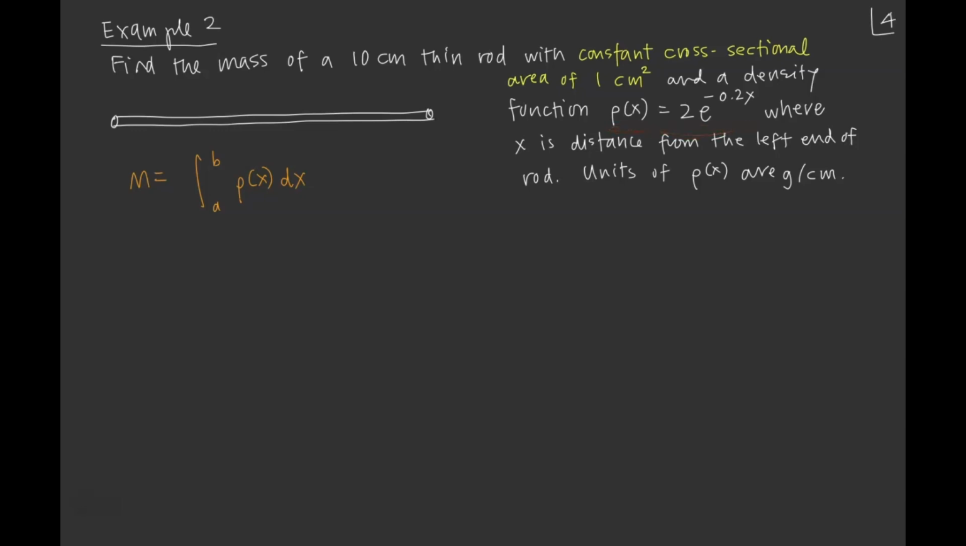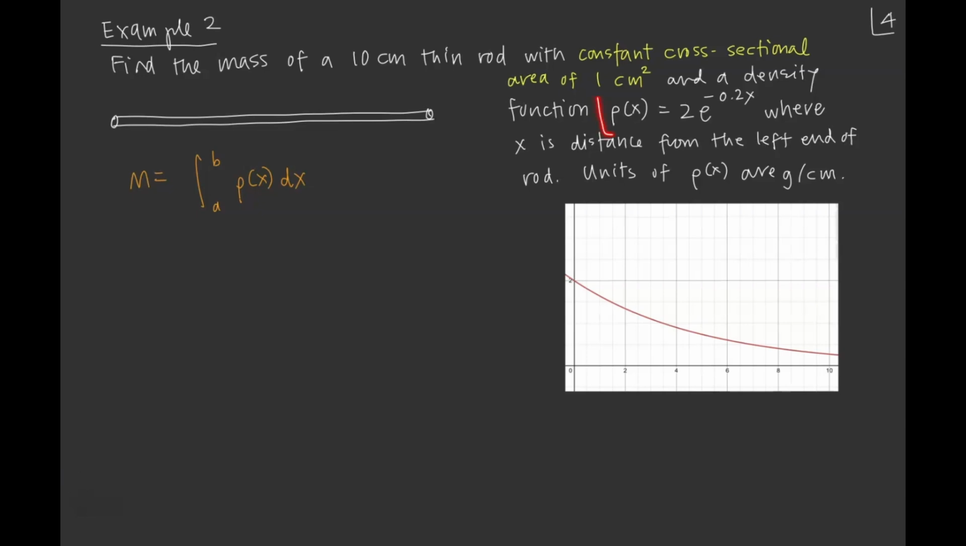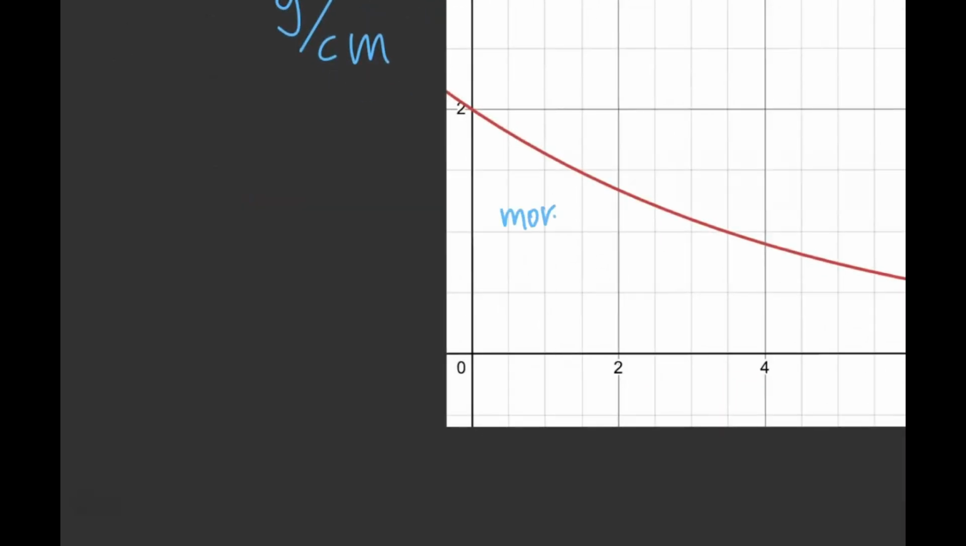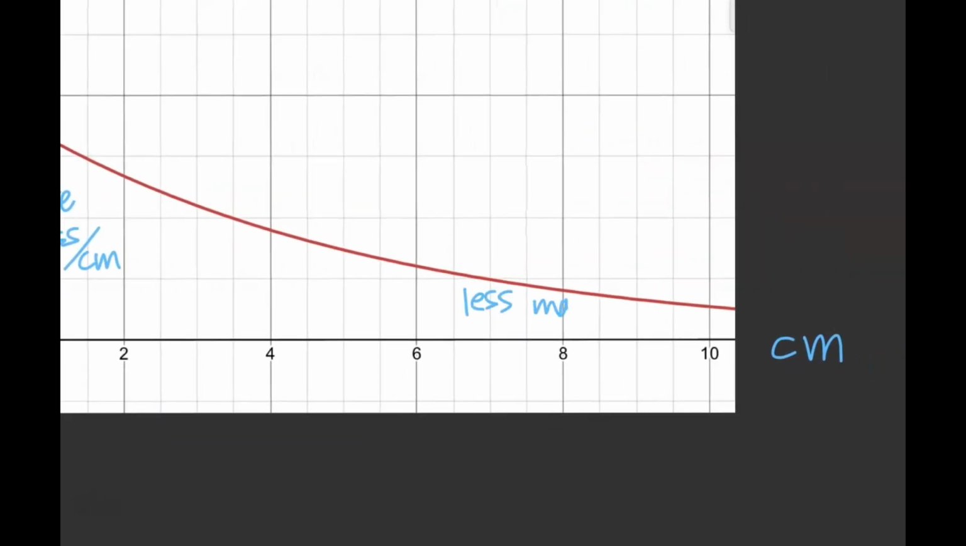I'm interested in seeing how the density is distributed on this rod. So this density function right here, rho of x, looks like this. On our x-axis, this is measured in centimeters from the left end of the rod, and the vertical axis is measuring density in grams per centimeter. We can see that at the left end of the rod, the density is higher. So you can think of more mass being packed into this volume of the rod than over here. The density is smaller. So on this end, more mass per centimeter, and on this end, less mass per centimeter.